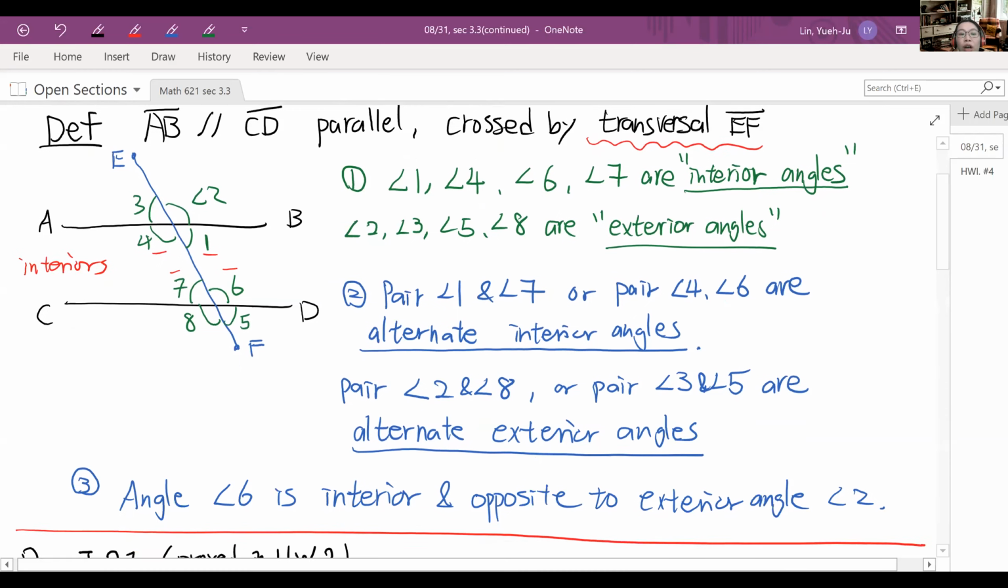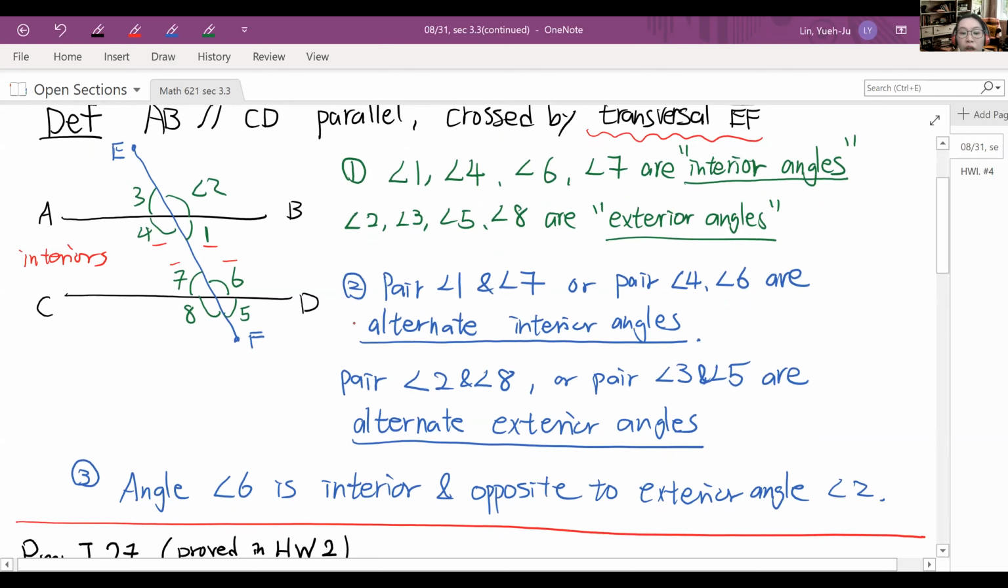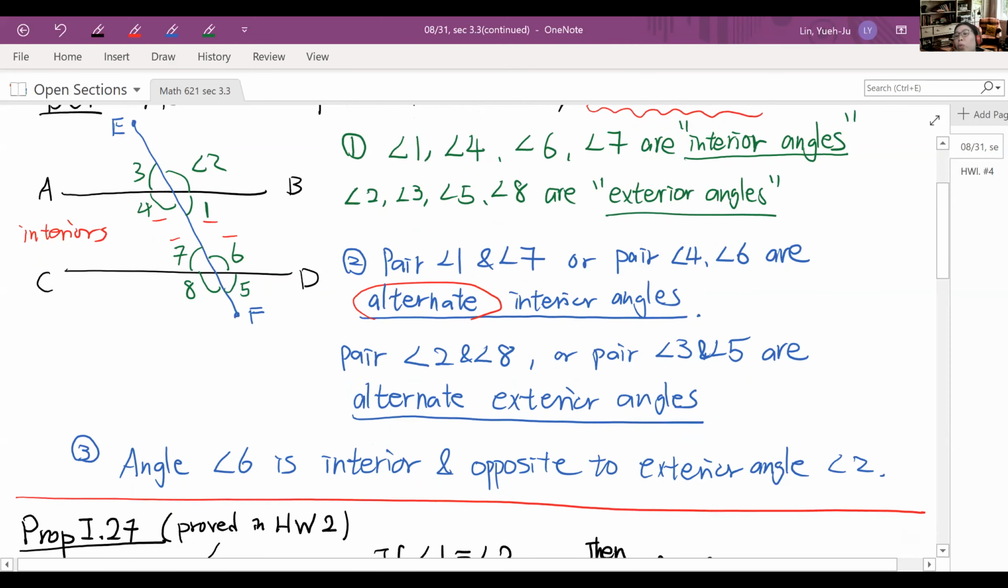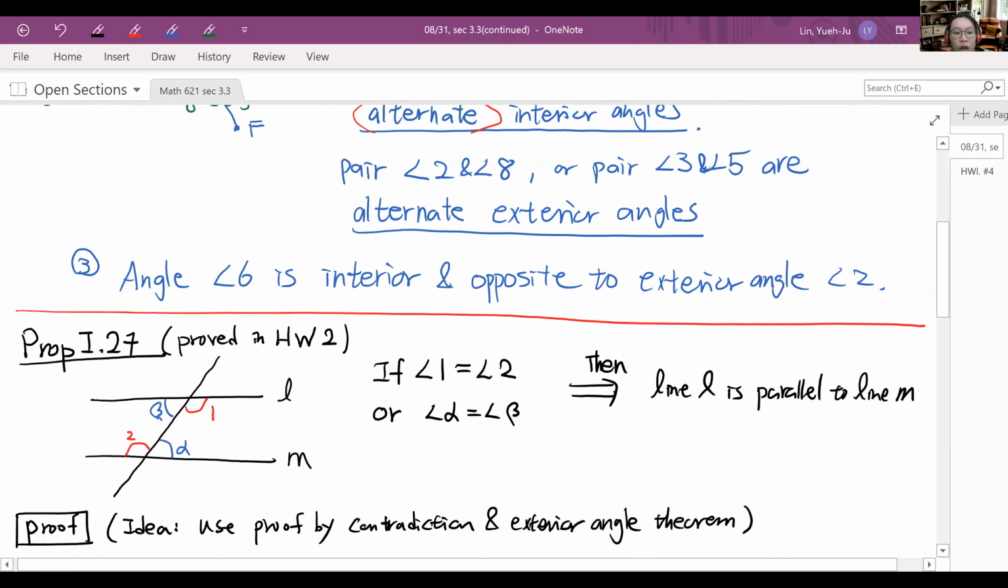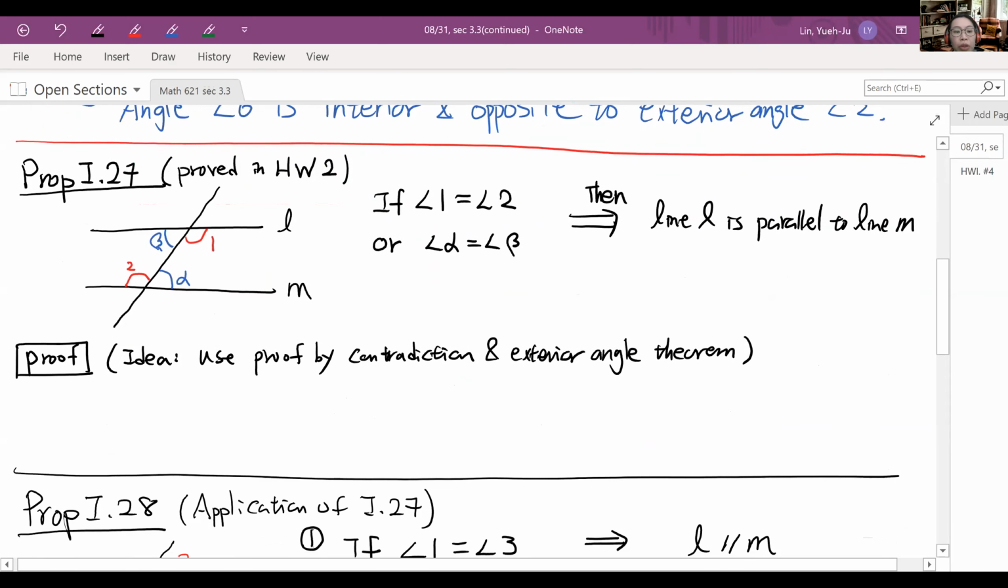And you also have some terminology for alternate interior angle or alternate exterior angle. This is something that you need to be a bit careful about. You need to know this, because otherwise some of the later propositions may not make sense to you, if you see this terminology and you don't know what it means. So let's just go to proposition 1.27.